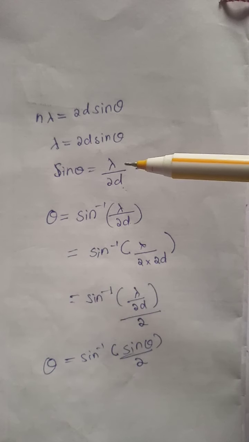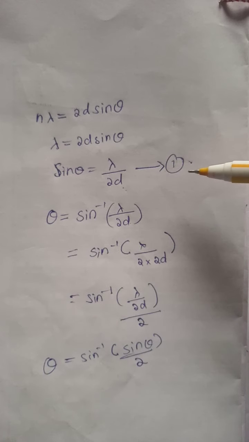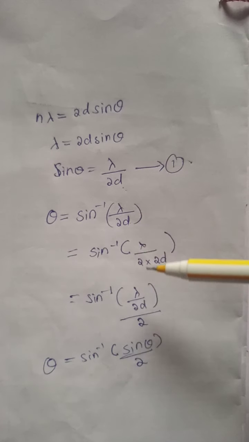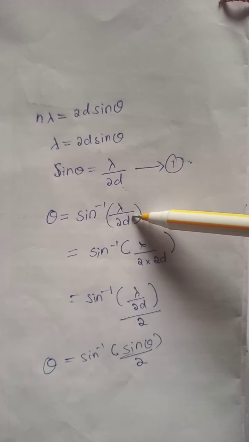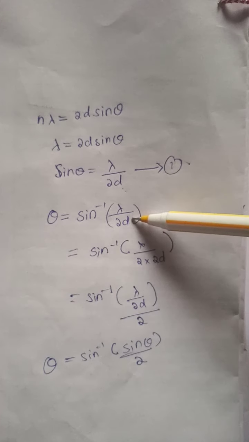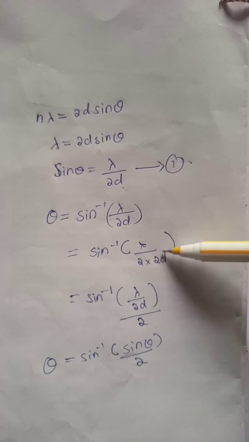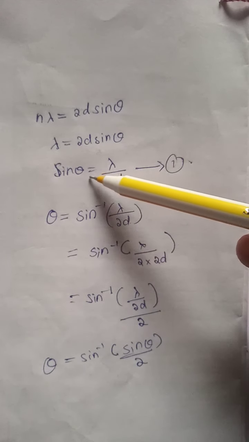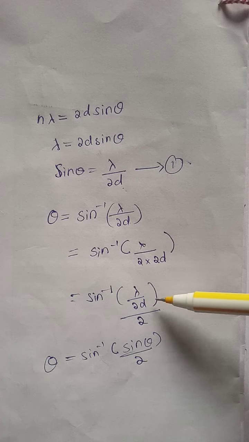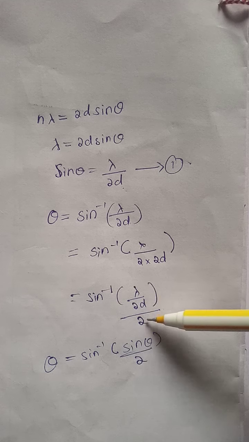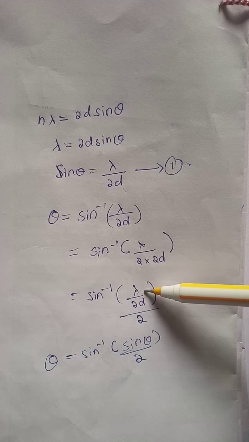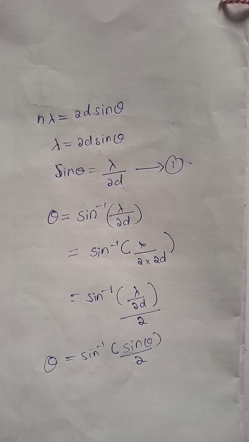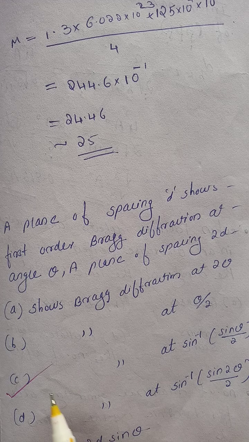Sin theta is equal to lambda by 2D. Let it be equation 1. And from here theta equal to sin inverse lambda by 2D. And we are substituting instead of D, 2D. That is, when D changes to 2D, we substitute instead of D, 2D. So from 1 we know that lambda by 2D is equal to sin theta. This equation can be written as sin inverse lambda by 2D by 2. So lambda by 2D is sin theta. That is, theta equal to sin inverse sin theta by 2. So the answer is C.